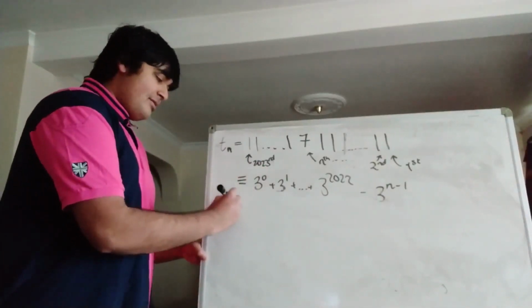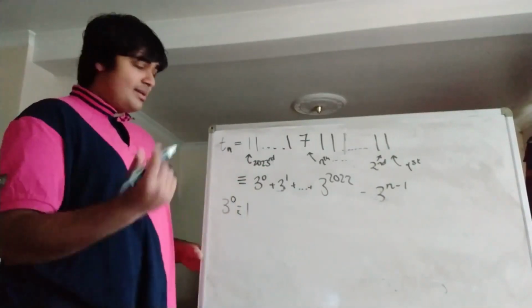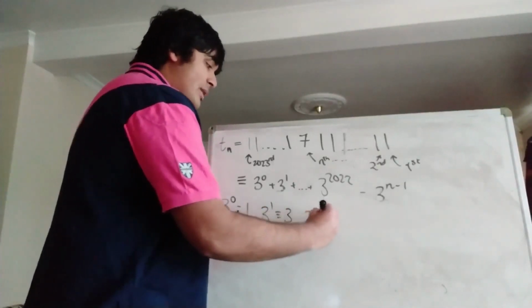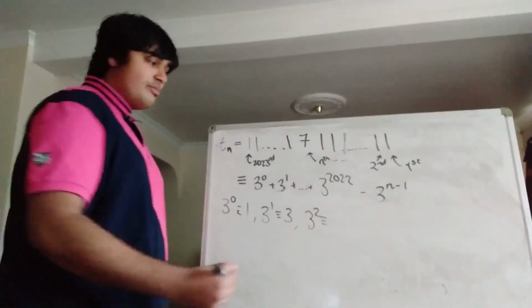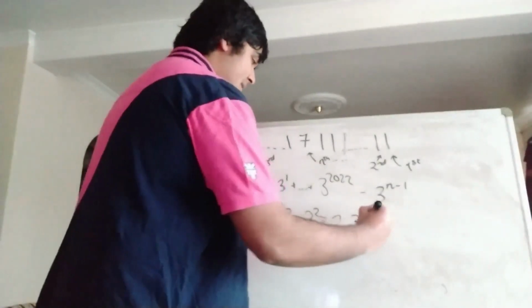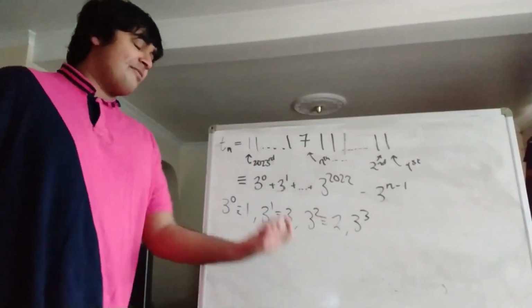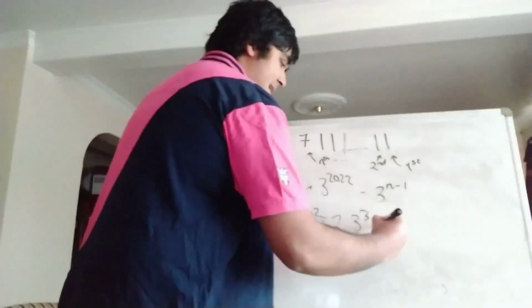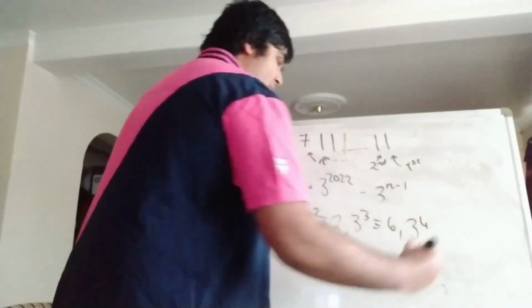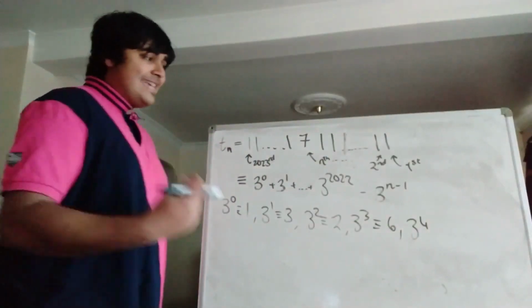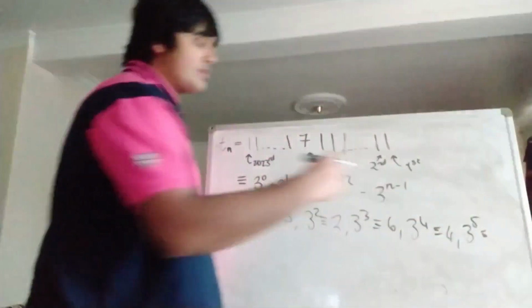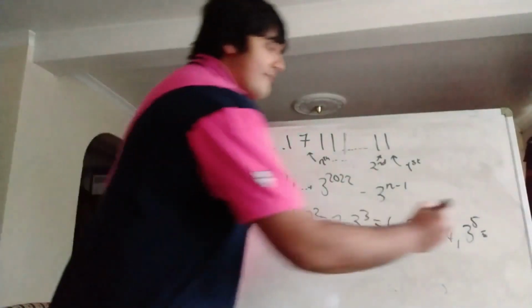So 3 to the 0 is just 1, so it's going to be congruent to 1 mod 7. 3 to the 1 is 3, and that's just 3 mod 7. 3 squared is 9, of course that's just 2 mod 7. 3 cubed is going to be 27, or in fact we can make life easier. 3 cubed is 3 times 3 squared, so that's 2 times 3, which is 6 mod 7. 3 to the 4 is going to be 6 times 3, which is 18, which is 4 mod 7. 3 to the 5 now is going to be 4 times 3, which is 12, which is 5 mod 7.